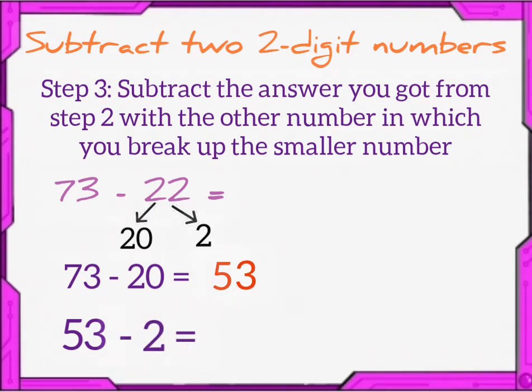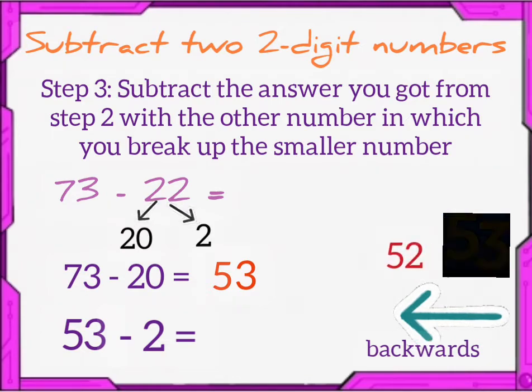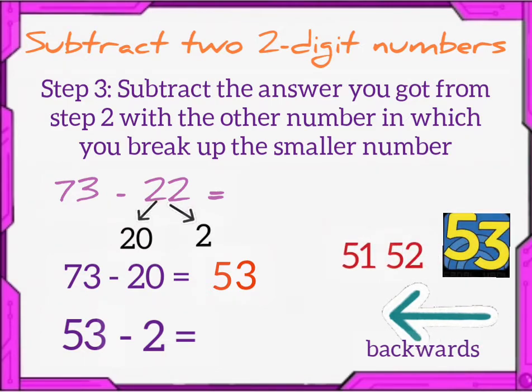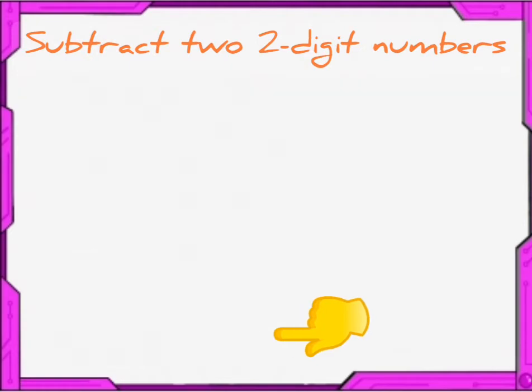And we can do this by counting backwards. So if we have 53, let's count 2 backwards. So it will be 52, 51. So 53 minus 2 is equal to 51. And that is your answer.